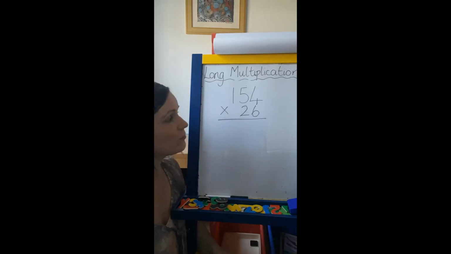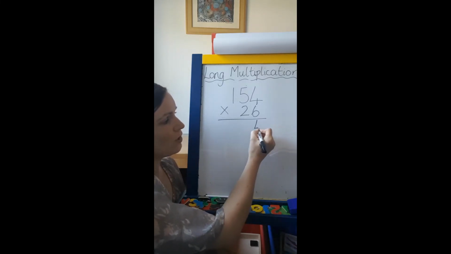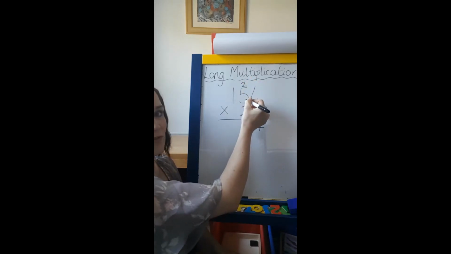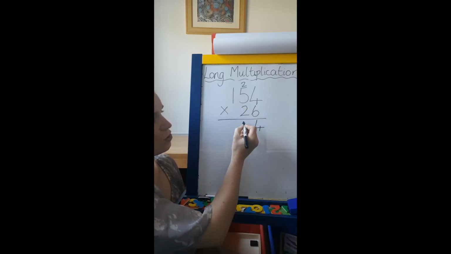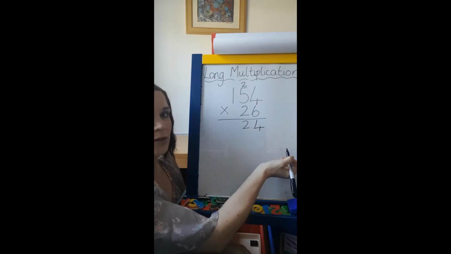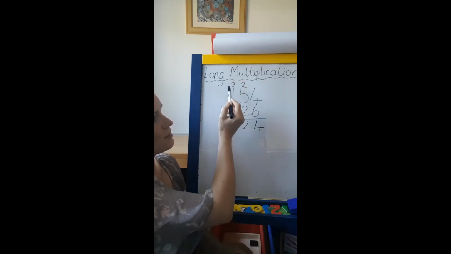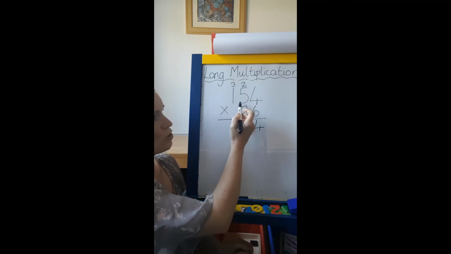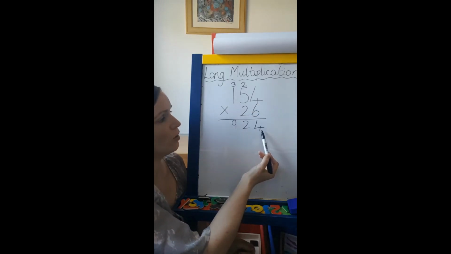So step 1 is 6 times 4, which is 24. And you write the 4 here in the units column and you carry over your 2. 6 times 5, the next digit, 6 times 5 is 30, and then add the 2, that's 32. 2 there and carry over the 3. 6 times 1 is 6, add the 3 and it's 9. So 154 multiplied by 6 is 924.